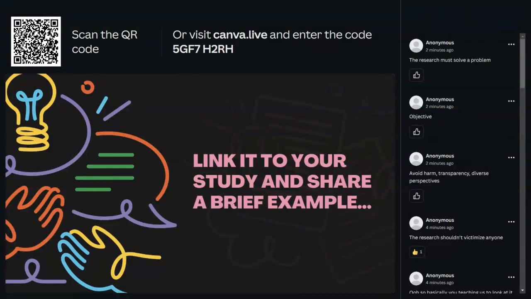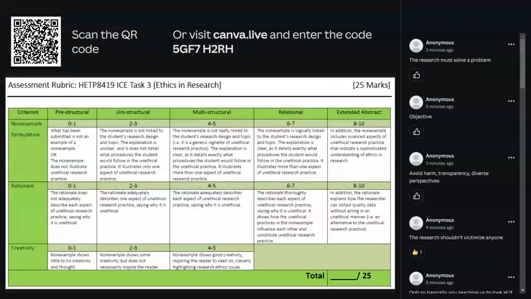While you're thinking about what I've said in the example that I've given you, for the sake of time, I'm just going to put up the rubric for us to debate more or less if you understand what you need to do. So a non-example formulation, I'm just looking at the extended abstract and the rationale columns where you need to score grade marks. I'm not going to look further down the rubric. So for extended abstract and rationale columns, the rationale column says in terms of the non-example formulation, it should be logical and linked to the student's research design and topic.